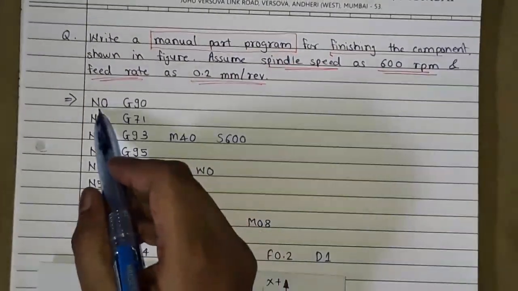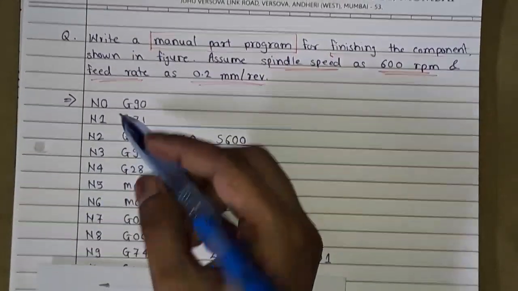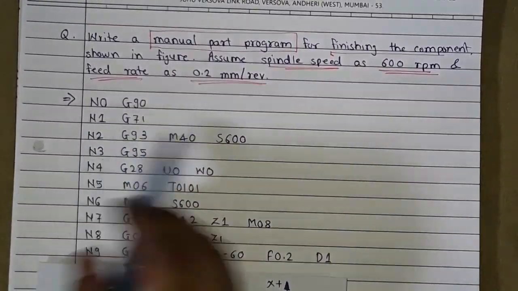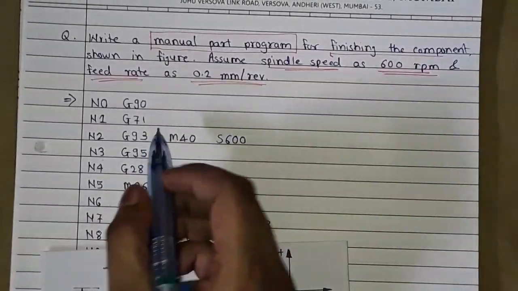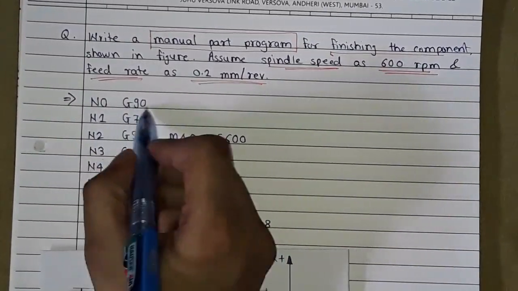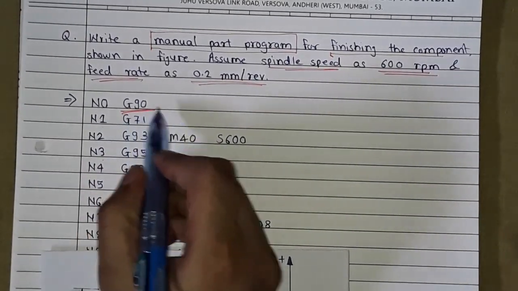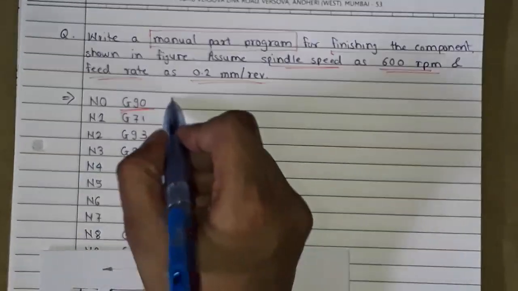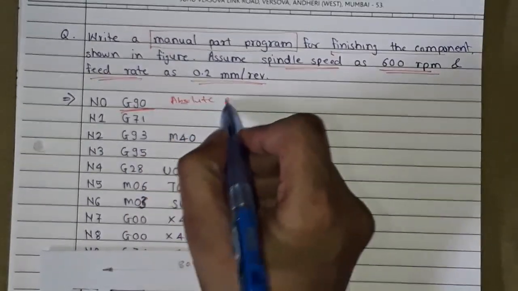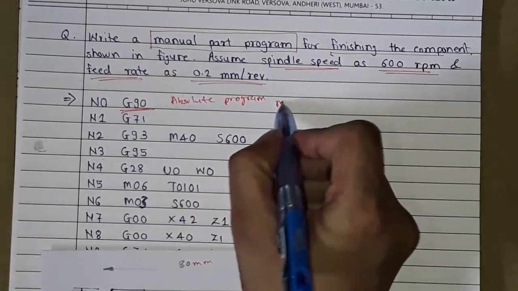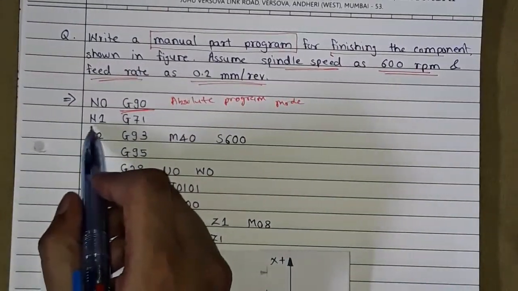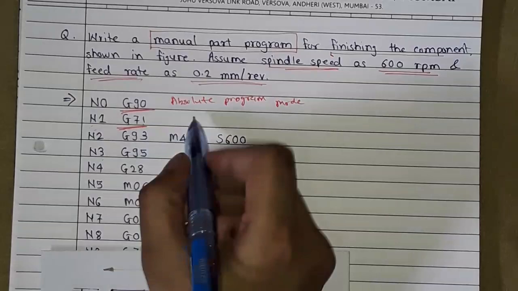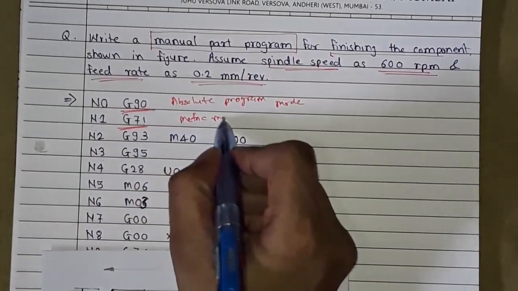Here friends, N0, N1, N2, N3 and so on are the sequence numbers for each program line. First is N0 G90. G90 is for absolute program mode. Next line is N1 G71. Here friends, this is for metric mode.